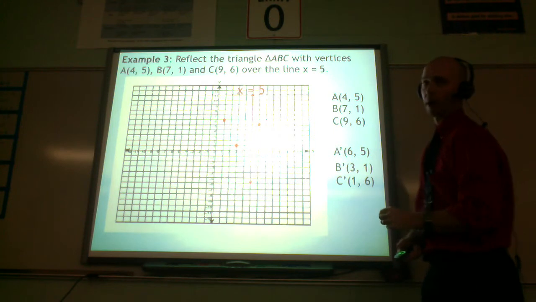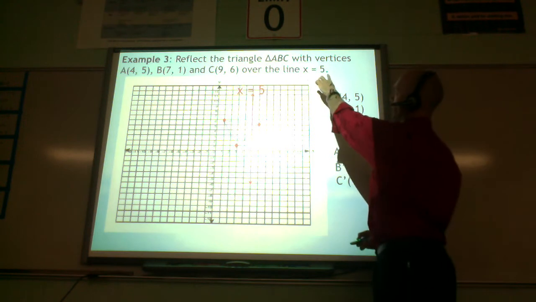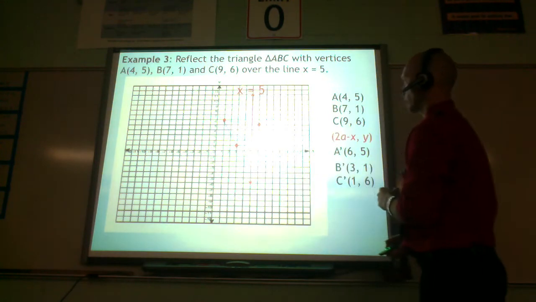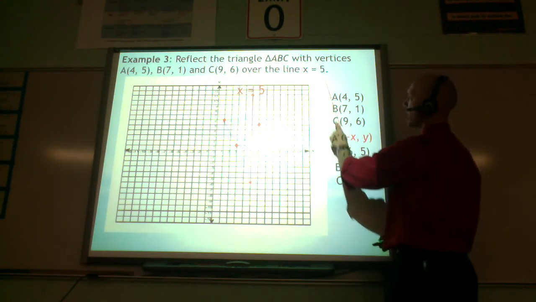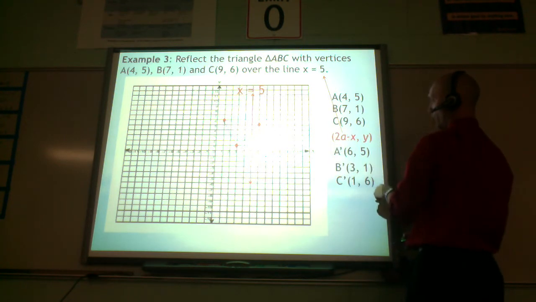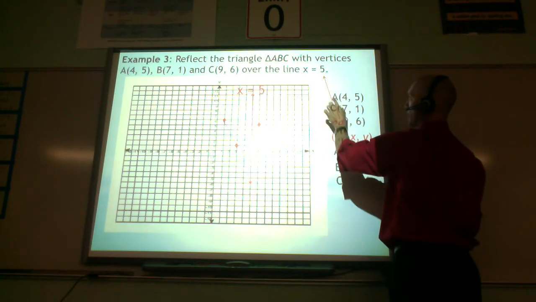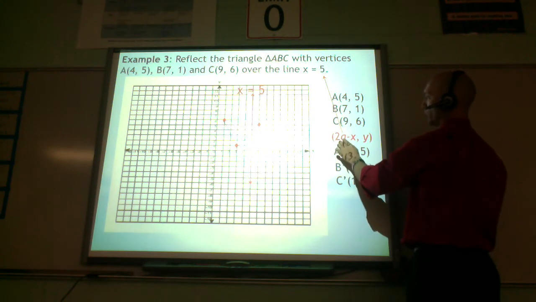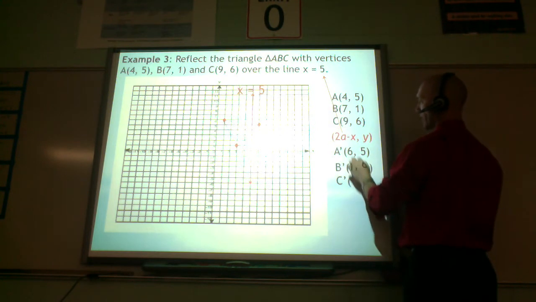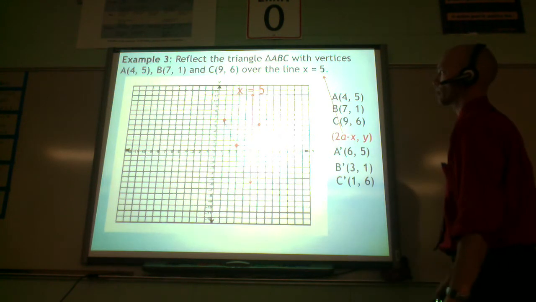There doesn't seem to be any rhyme or reason to those numbers. Well, there is a pattern, and it has to do with using this line. The formula goes like this. When you reflect over an x = a line, take 2 times a, where a stands for the line you're flipping it over, and then subtract your x value. The y value doesn't change. So to get from 4 to 6: 2 times 5 is 10, and 10 minus 4 is 6. For 7: 2 times 5 is 10, and 10 minus 7 is 3. And the last one: 2 times 5 is 10, and 10 minus 9 is 1. That's how that works.